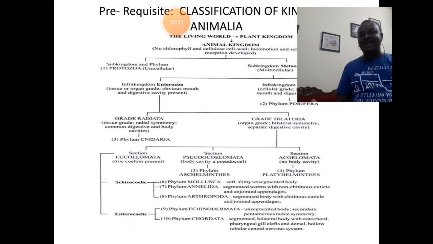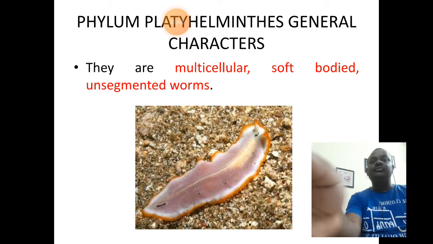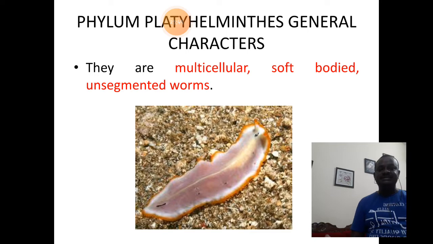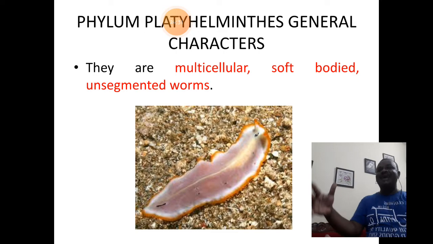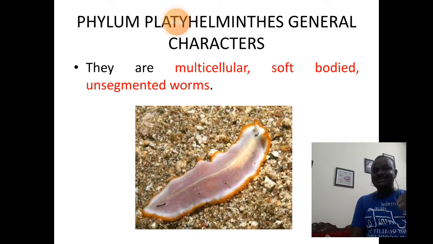With this little introduction, we shall start with the concept of general characters related to phylum Platyhelminthes. Students, as we know, general characters or general characteristic features refer to the common characters that are seen in this group of organisms. When I use the term phylum, it refers to a group of organisms with similar characters. So Platyhelminthes includes a group of organisms which share some characters in common. Such characters are called general characters.